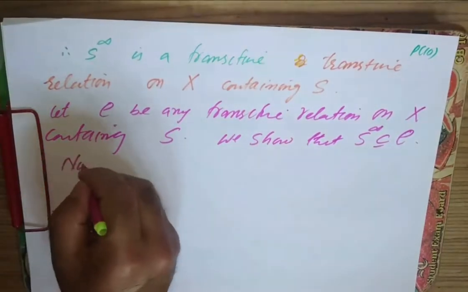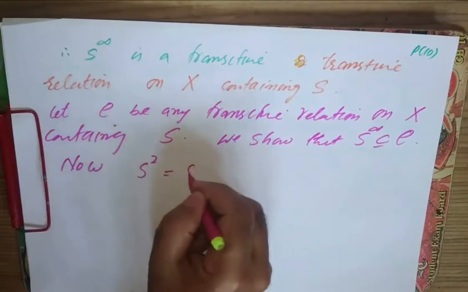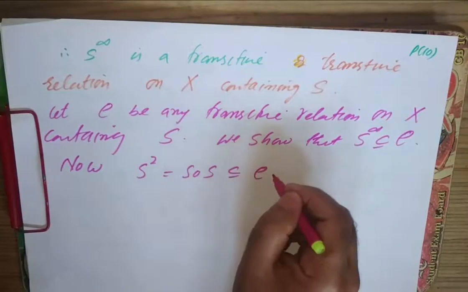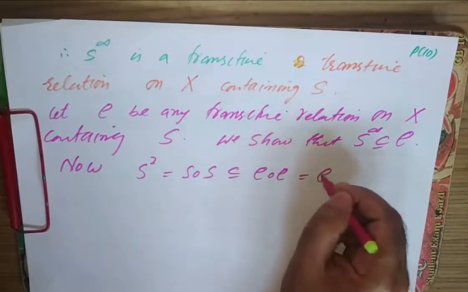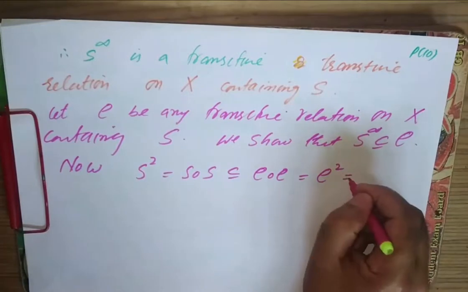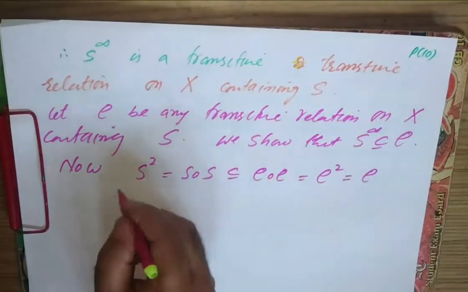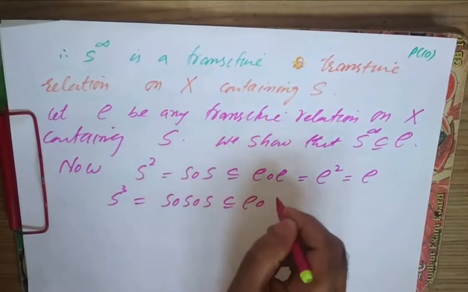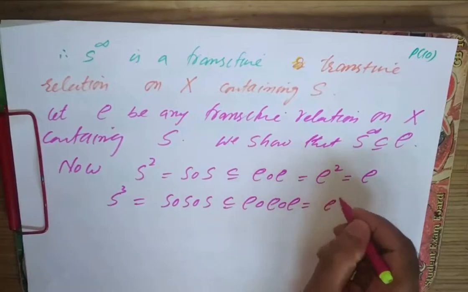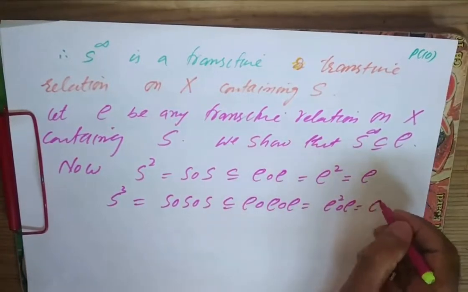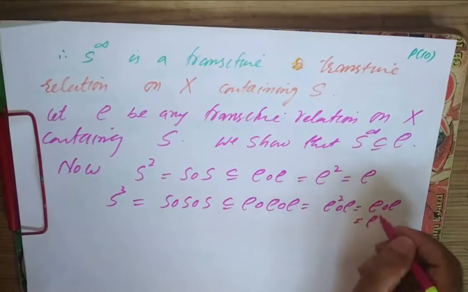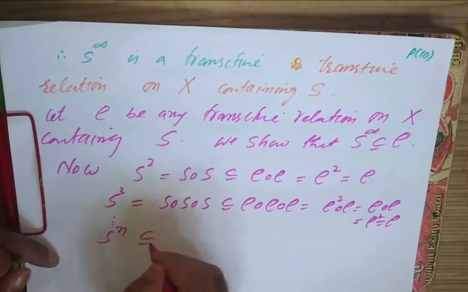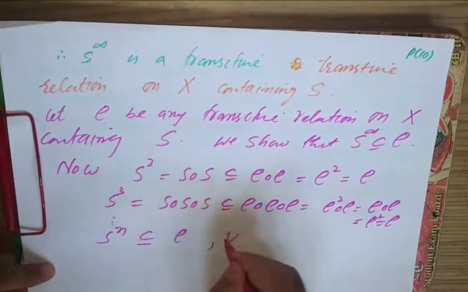Now, what's S square? It's equal to S composition S. But S is a subset of rho, so it is a subset of rho composition rho, that's equal to rho square. Since rho is transitive, rho square is equal to rho. Similarly, S cube is equal to S composed with S composed with S, a subset of rho composed with rho composed with rho, that's rho square composed with rho. Rho square is rho because rho is transitive, so S cube is a subset of rho. In general, S power n is a subset of rho for all n greater or equal to 1.